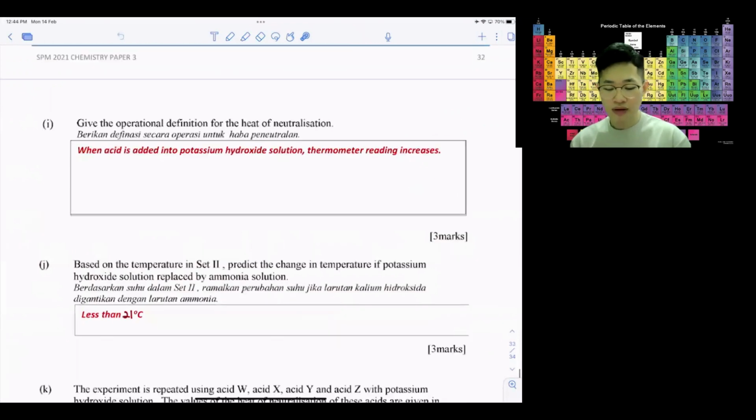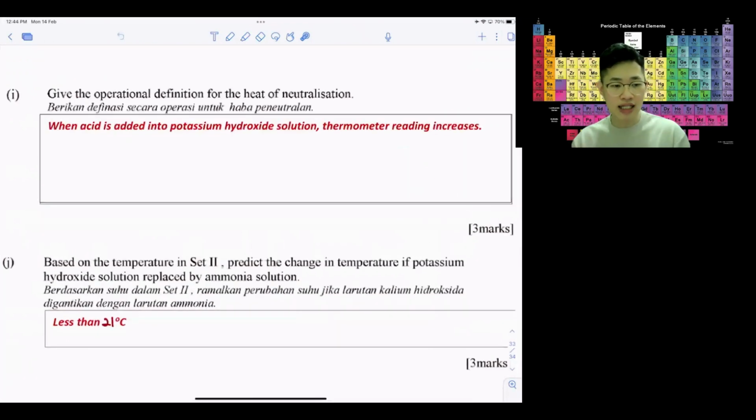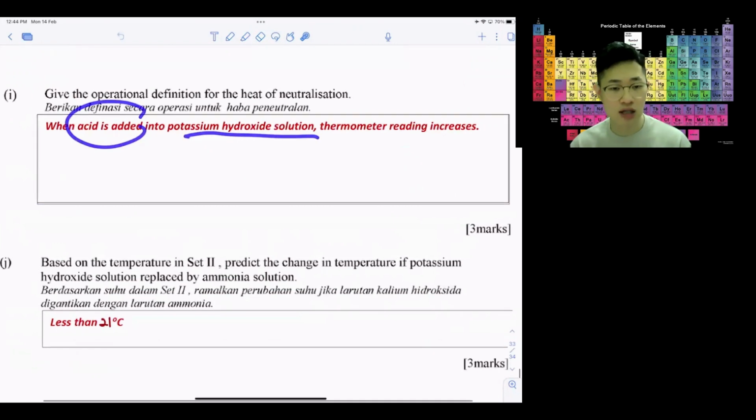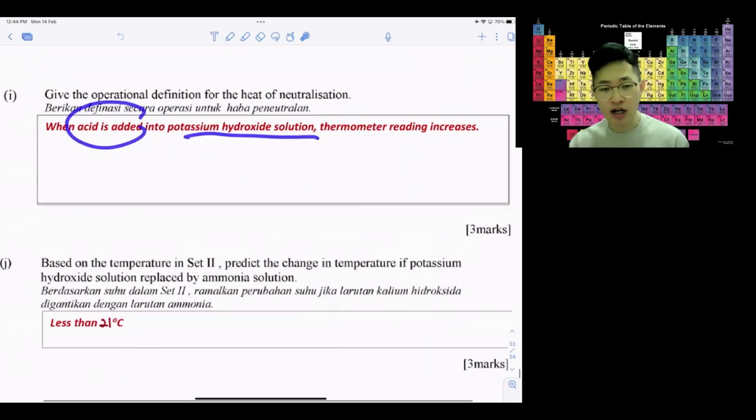Then operational definition. So what I did, I add acid into potassium hydroxide solution. And then what I got? Thermometer reading increases.